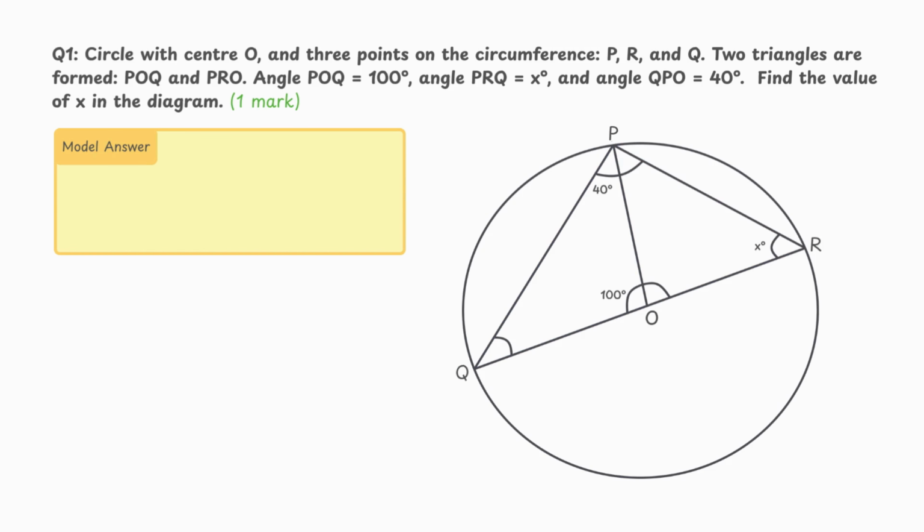We are given that angle POQ is 100 degrees, and we need to find the angle at the circumference labeled X. First, identify the radii. The lines OP, OQ, and OR are all radii of the circle. That means they are equal in length.